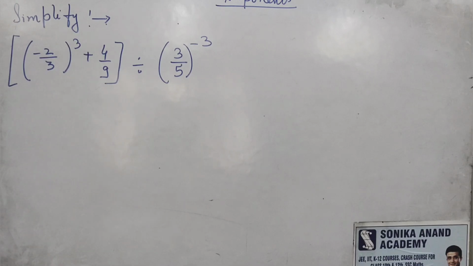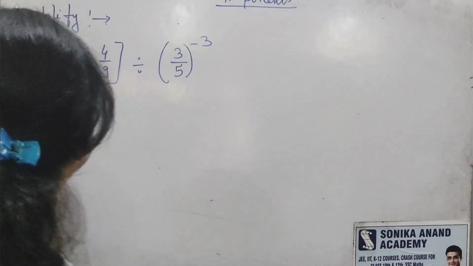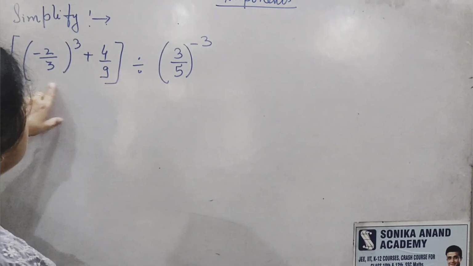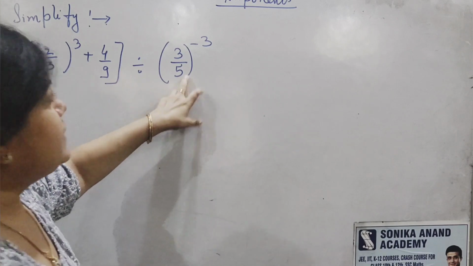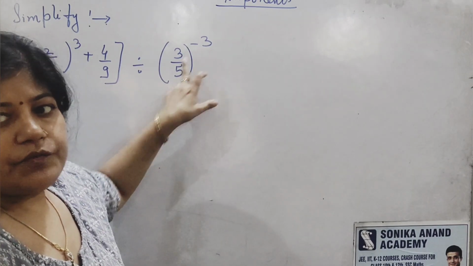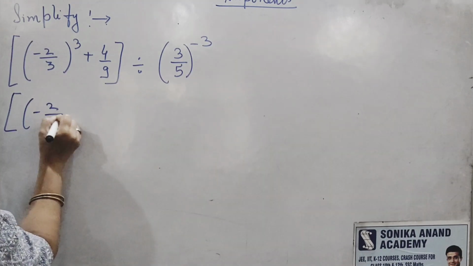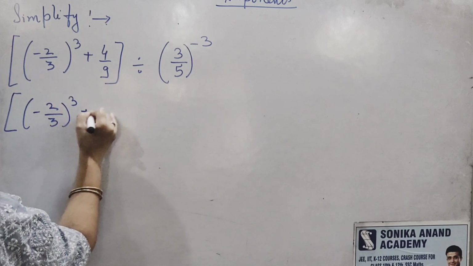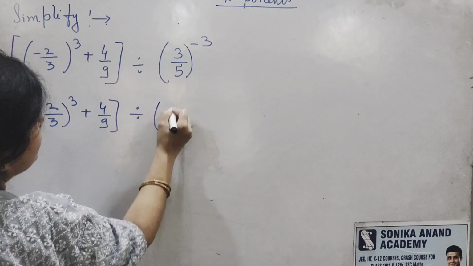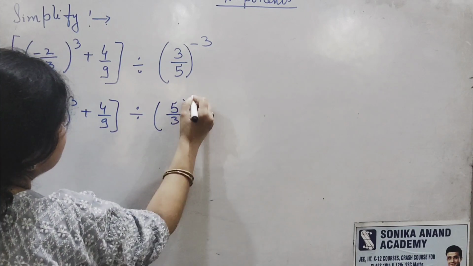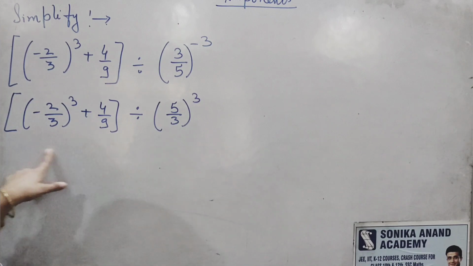Okay, now we have to simplify different questions based on the exponent in this lecture. Now see over here. This is in the first bracket and after division we have this. And this has the power of minus 3. So firstly we convert this. So it becomes (minus 2 by 3) to the power 3 plus 4 by 9 divided by, and we invert it, it becomes (5 upon 3) to the power 3. Okay. Now we have to solve the bracket.